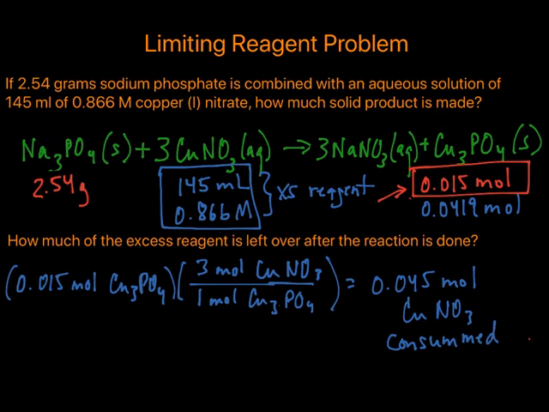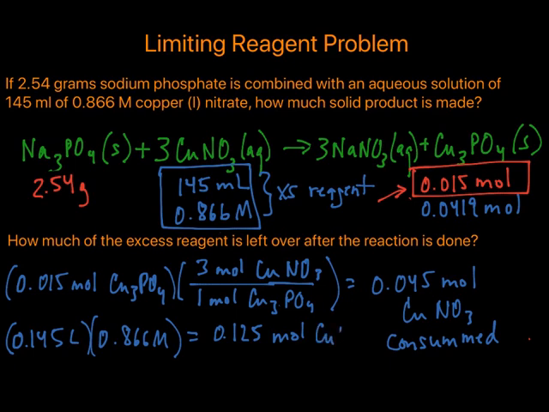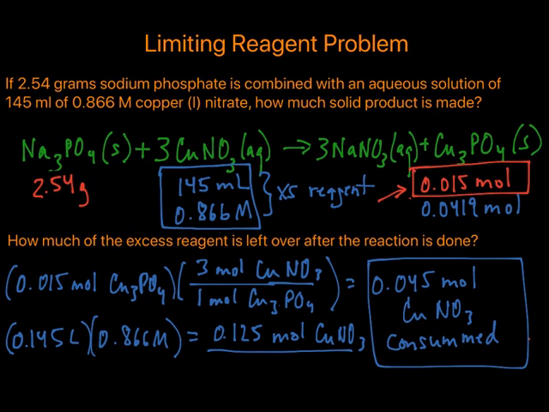Okay? So we know how many moles initial we have here. Let's do that calculation again. 3.045 liters times the molarity of copper nitrate, and we get 0.125 moles. This is how much initial copper nitrate we have. So this is our initial amount of moles of copper nitrate, and this is the amount of copper nitrate that we will use in the reaction. If we subtract this number from this number, we get the amount remaining after the reaction.